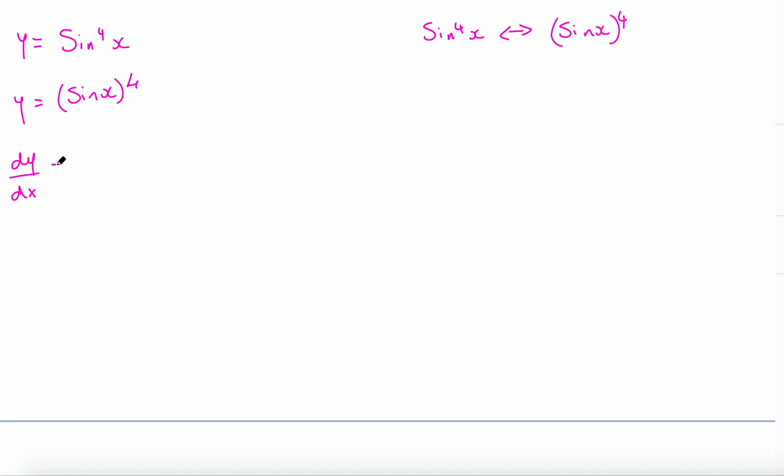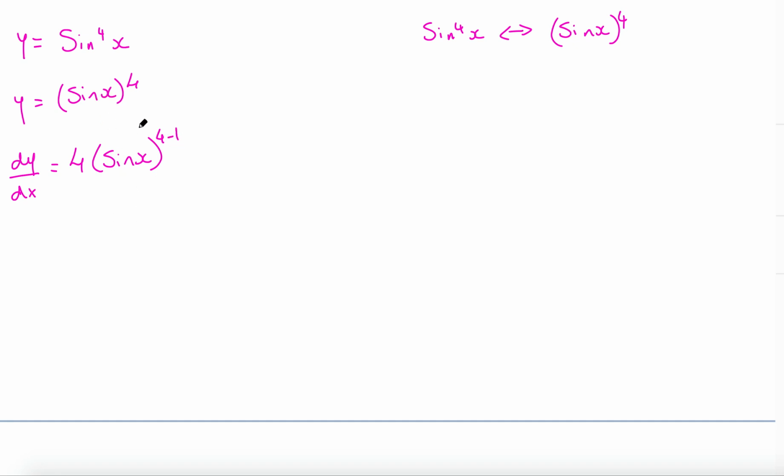Now, one more that comes up quite frequently in the exam papers is y is equal to sin^4 of x. So y is equal to sine to the 4 of x. Now, this here is the same thing as saying (sin x) all to the power of 4. So we're back to that bracket scenario again, which we know how to handle by now. So we're going to have dy/dx is equal to multiply down by the power, so I get 4 sin x, take 1 off the power, so it becomes 4 minus 1.